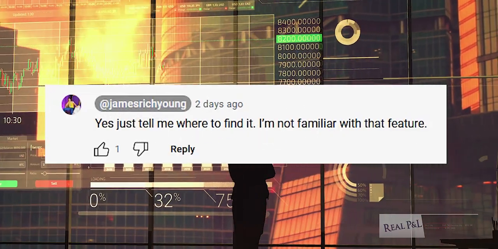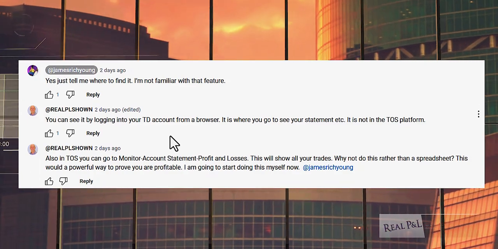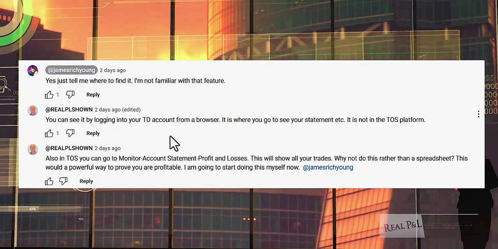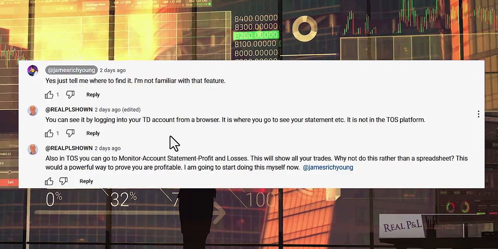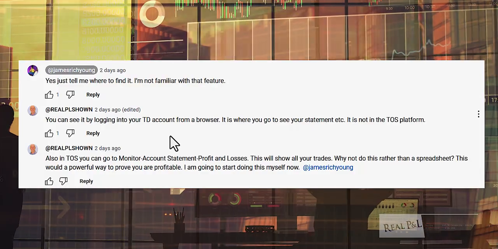I'm not familiar with that feature, he said. And I said, you can see it by logging into your TD account from the browser. It's where you go to see your statement, and it's not in the TOS platform. I said, also in TOS, can you go to the monitor account statement and profit and losses? This will show all your trades.